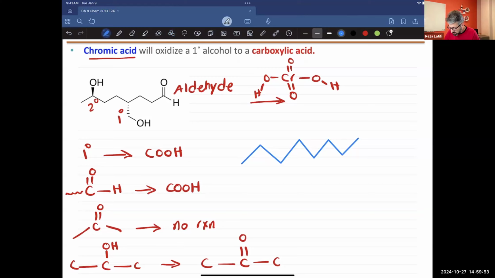Okay, and this group is going to turn to carboxylic acid. So the aldehyde turned to carboxylic acid. And then here we have a methyl, a primary alcohol. That primary alcohol again is going to turn to carboxylic acid. So we got two carboxylic acids, and this one is a secondary alcohol. Secondary alcohol is going to simply turn to a ketone, and it will stay there. So those are going to be the final products of the reaction.